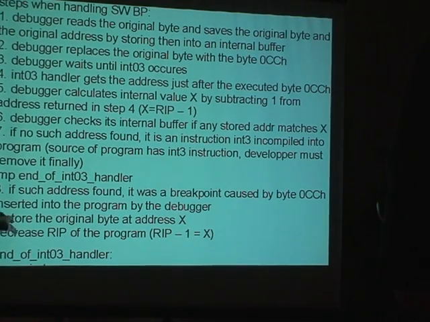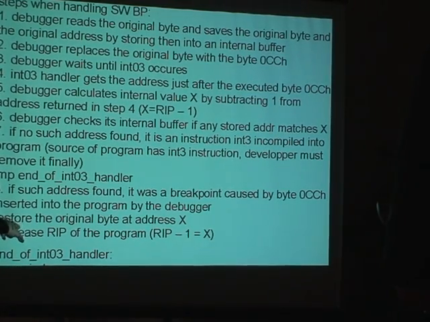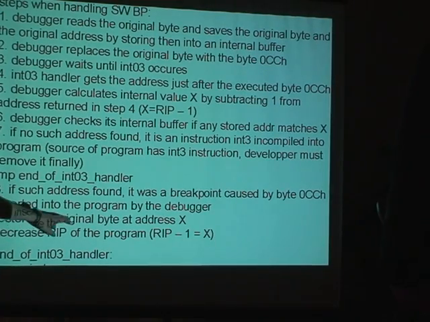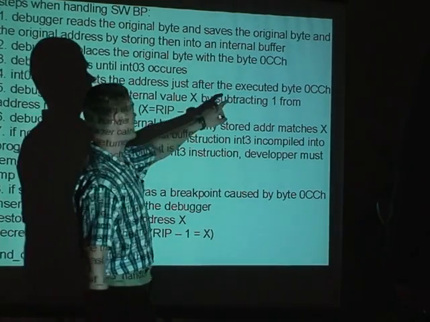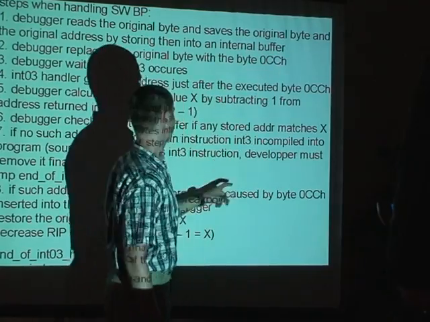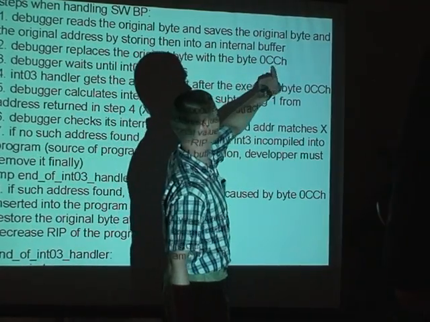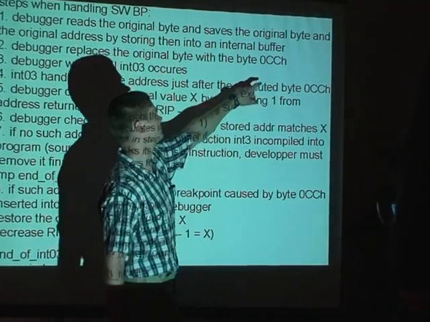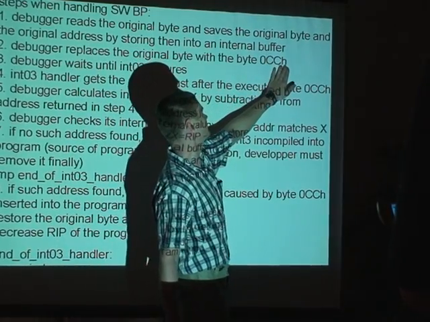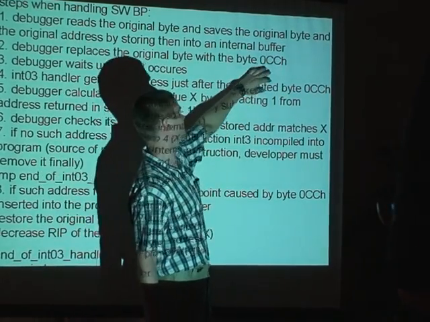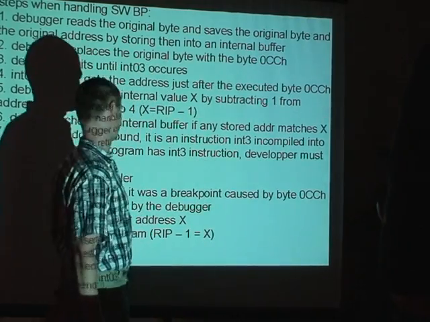In this case, the debugger must restore the original byte which is saved at the address X. It replaces the original byte back. This one disappears and is overwritten with the original. Okay?